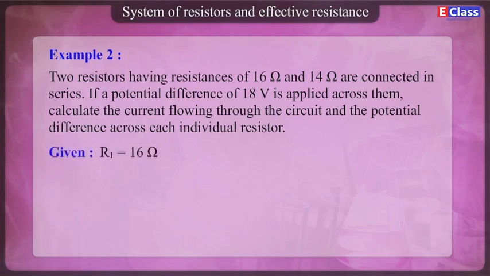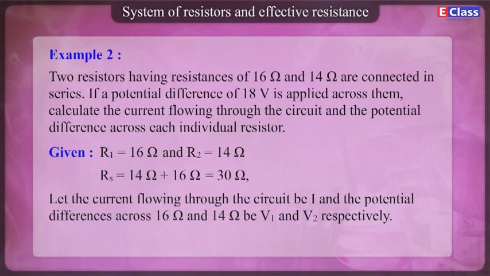Given R1 is equal to 16 ohm and R2 is equal to 14 ohm, Rs is equal to 14 ohm plus 16 ohm, which is equal to 30 ohm. Let the current flowing through the circuit be I and the potential differences across 16 ohm and 14 ohm be V1 and V2 respectively.